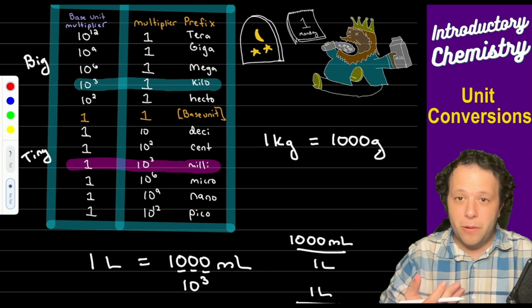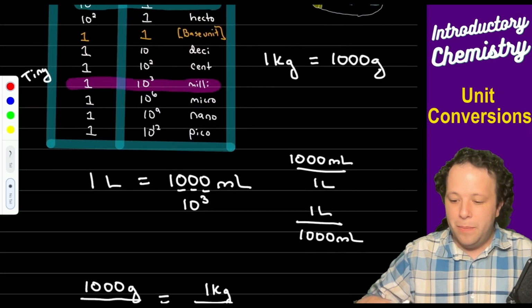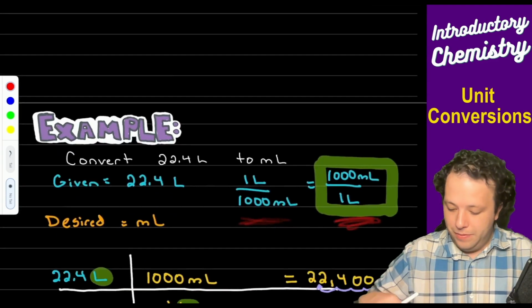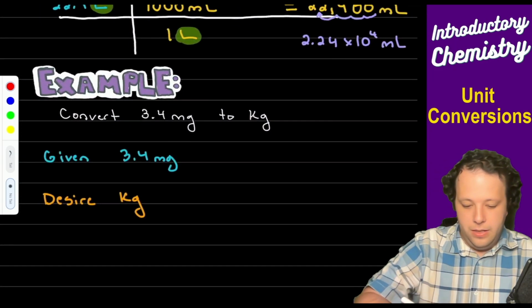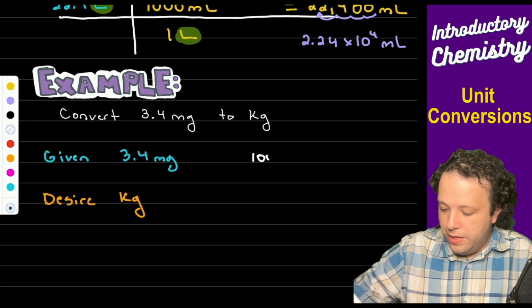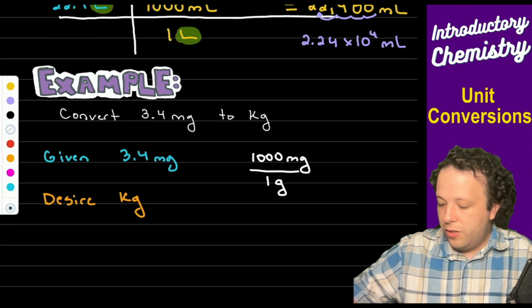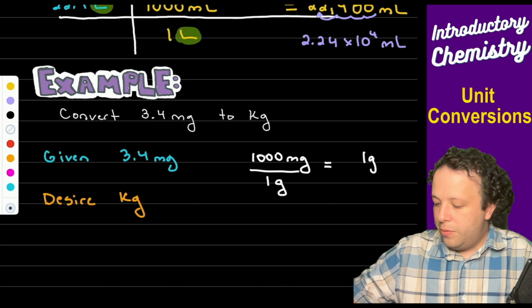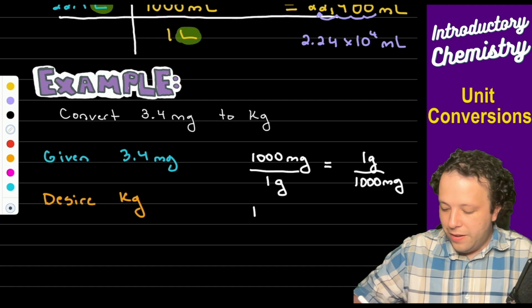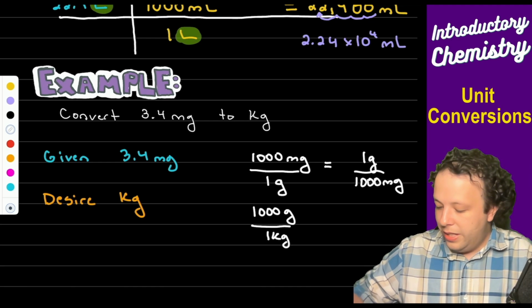So we're going to write it down for milli and from the base unit to kilo. So let's do that. What we have is 1,000 milligrams is 1 gram. So we'll write that down. And then we also have that 1,000 grams is 1 kilogram.